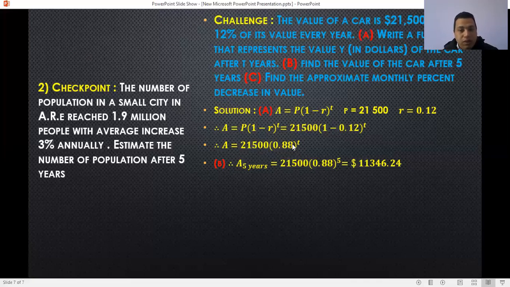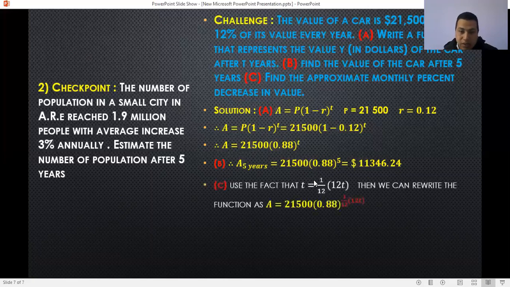I'm going to make use of this formula again, and I'm going to rewrite t, which is in years here, in the form 1 over 12 times 12t, where 12t is in months. I'm going to use the fact that t equals 1 over 12 times 12t, and I didn't change this amount. Then if I plug this in instead of t, I obtain A equals 21,500 times 0.88 all to the power 1 over 12 times 12t. Then we didn't change the formula.